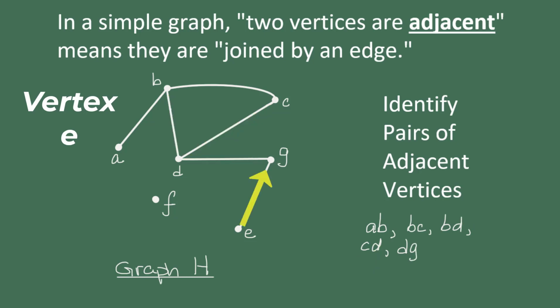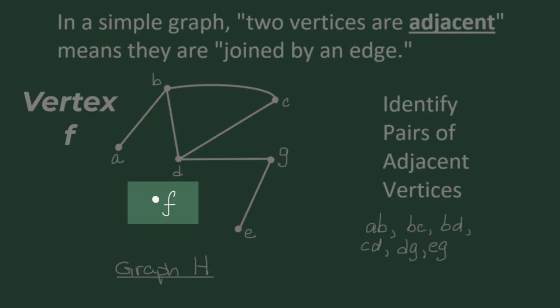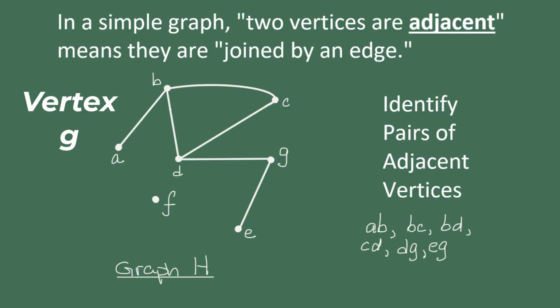Vertex E is only adjacent to vertex G. Now we're going to move on to F. F isn't adjacent to any other vertex. And finally we have G, but G is adjacent to E and D, and we have both of those scenarios already listed. So these are all the pairs of adjacent vertices.